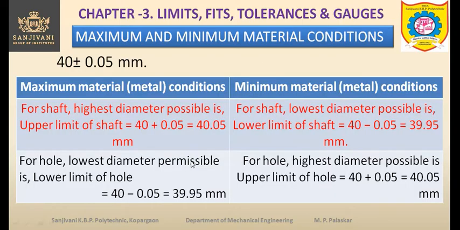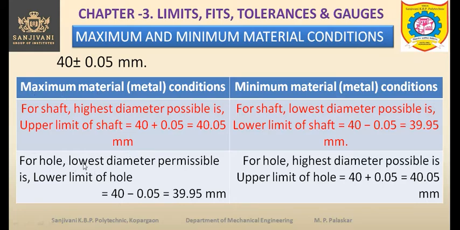For this purpose, let us try to find the maximum and minimum material condition. The size is 40 plus or minus 0.05 mm. So 40 is the basic size, plus or minus 0.05 mm is the tolerance, right? According to maximum material condition, for the shaft, the highest diameter possible is the upper limit of the shaft. So the upper limit will be equal to 40 plus 0.05, that is 40.05 mm. That is the maximum size of the shaft for maximum material condition.